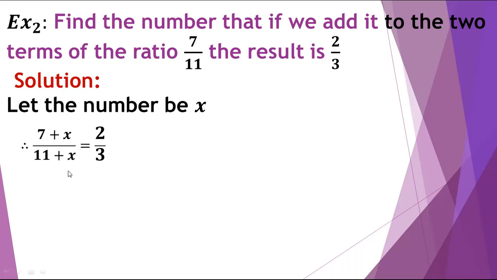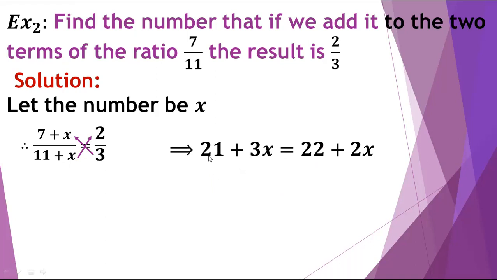According to the properties of the ratio, or the proportion, the product of the means equals the product of the extremes. That means the product of 3 and the expression 7 plus x equals 2 multiplied by the expression 11 plus x. So 3 times 7 equals 21, and 3 times x equals 3x, equals 2 times this expression: 2 times 11 equals 22, and 2 times x equals 2x.